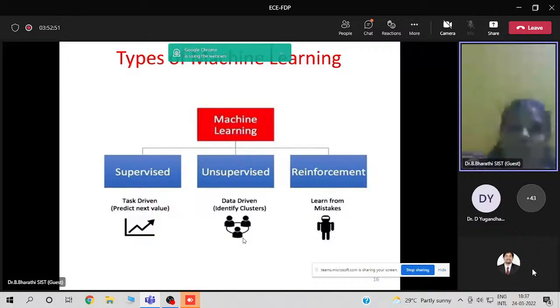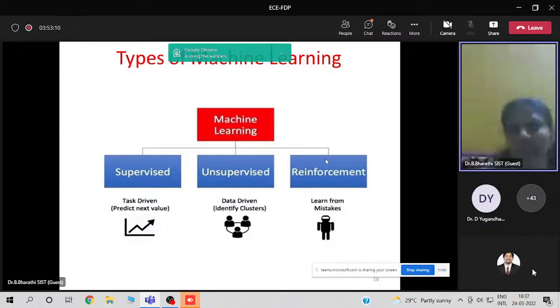Okay, so the next one is called unsupervised learning, where there is no kind of expectation or labeling related to the data. It is completely data driven. You provide some chunk of data to the system and you allow the system to understand, analyze, and come out with its own model or its own classification or clustering of data. So this is called unsupervised learning.